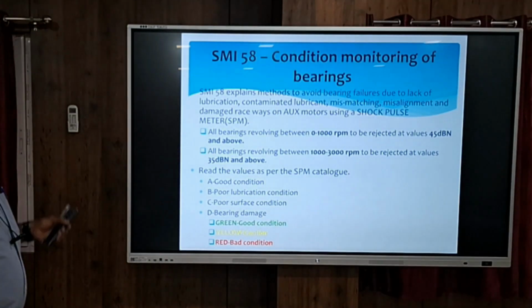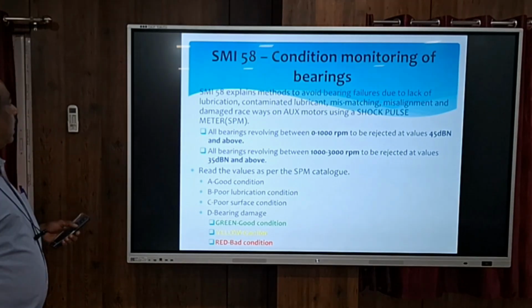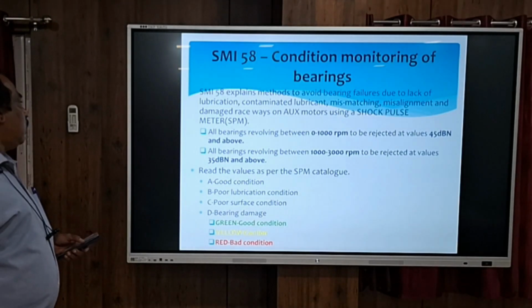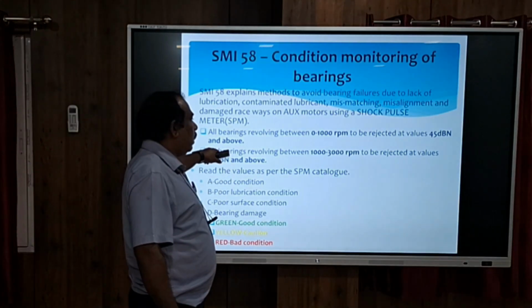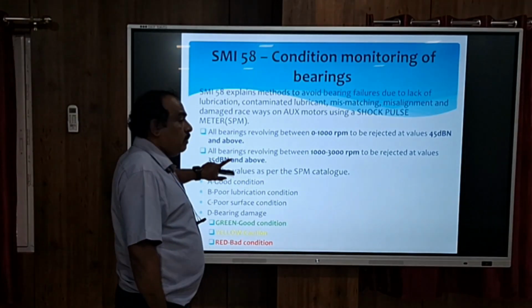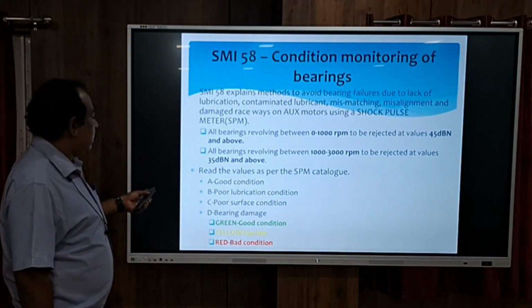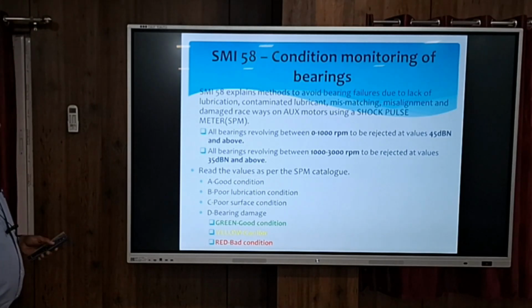This explains the method to avoid bearing failure due to lack of lubrication, contaminated lubricants, mismatching and misalignment, and damaged raceway on auxiliary motors using the shock pulse meter. For 0 to 1000 RPM, bearings are rejected based on 45 dBn, and for 1000 to 3000 at values of 35 dBn. The SPM code is A, B poor lubrication, C poor surface condition, D bearing damage. Through SPM we can identify these also. Instead of seeing this ABCD, only check the variance.